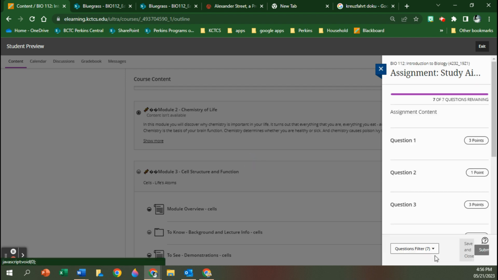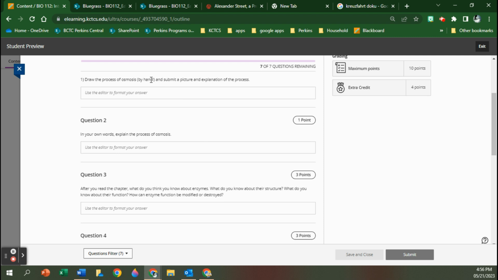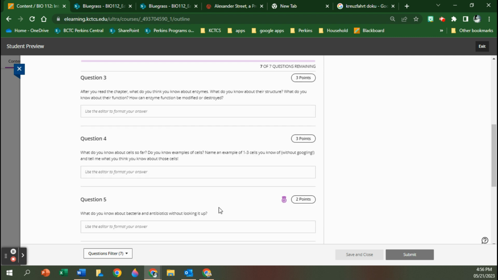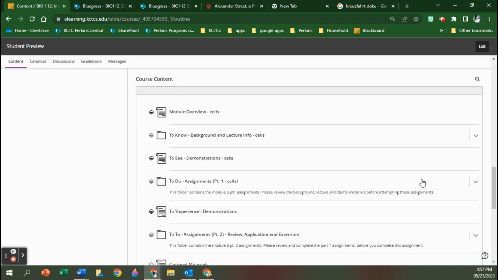Study aid, let's look at that real quick. Here I'm asking you to draw things for osmosis. And so think about these things. It's mostly just, think about these things. What do you know? There's not necessarily a right answer here. It's more of me wanting to know what you already know. So that's the study aid part.